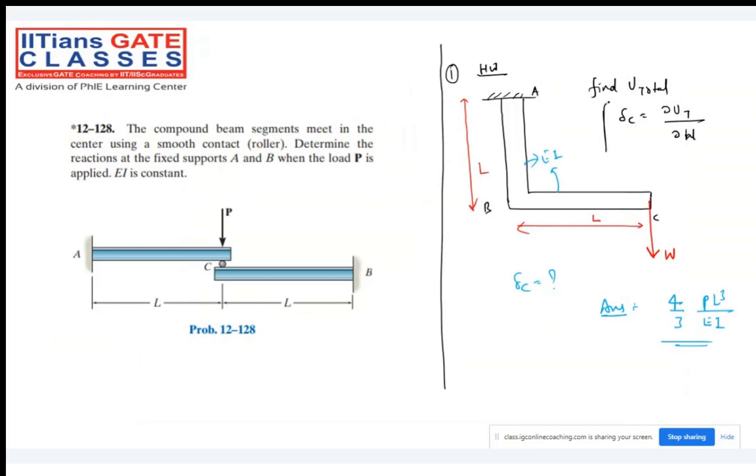The total strain energy will be what? It will be BC plus AB. BC you can find by taking this section, but AB is very, very important. This is very important. Try it. If not, I will be solving. Make a note of it. All these particular problems, you can just solve.